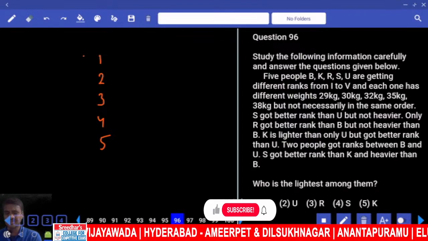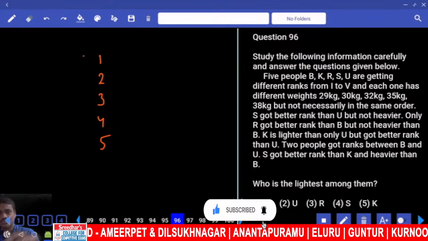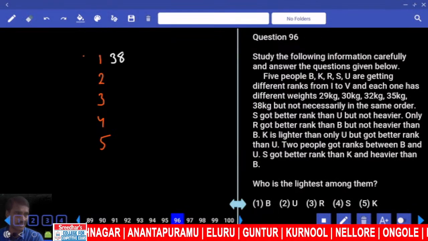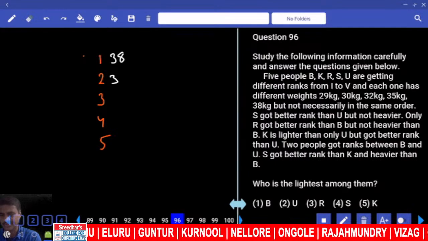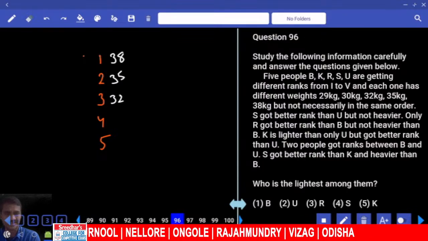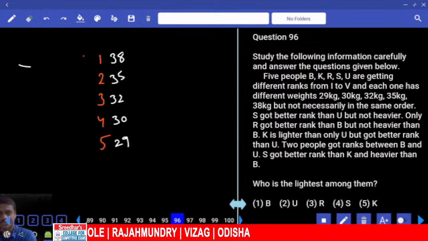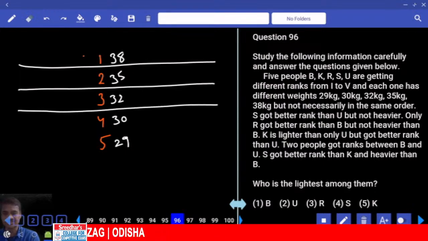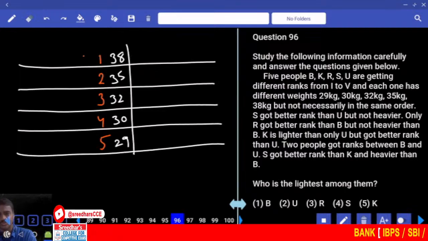Then what is the order we need to have? Let's fix the order. Highest, 1 to 5, means now here this person must be 38 kgs, because heaviest 38. Next one 35, then next one 32. Next to 32, 30 and 29. These are the rankings and the weights. The one who is the heaviest is the first ranker, and the second heaviest is the second ranker and so on. That is the reason we have given the weights for these people as well.